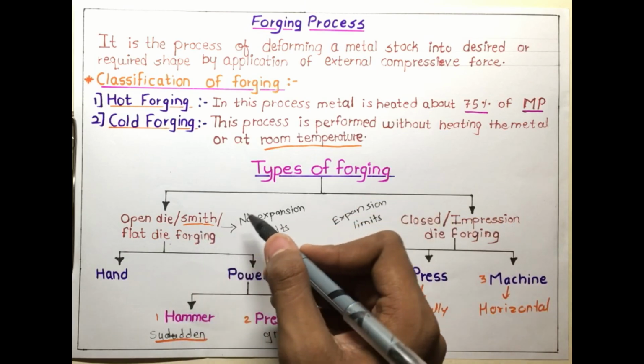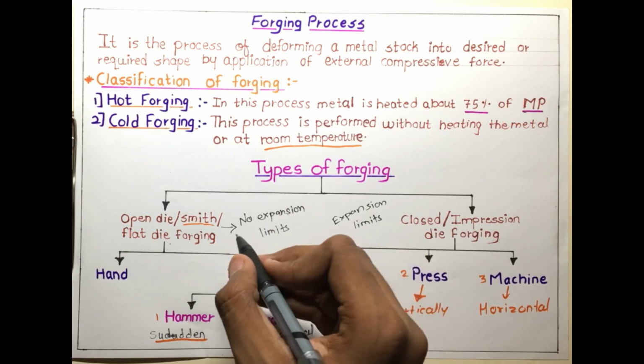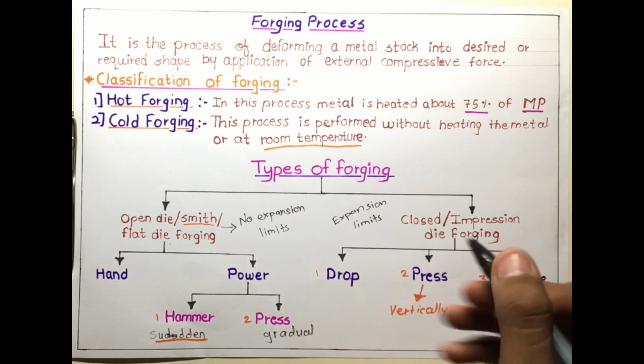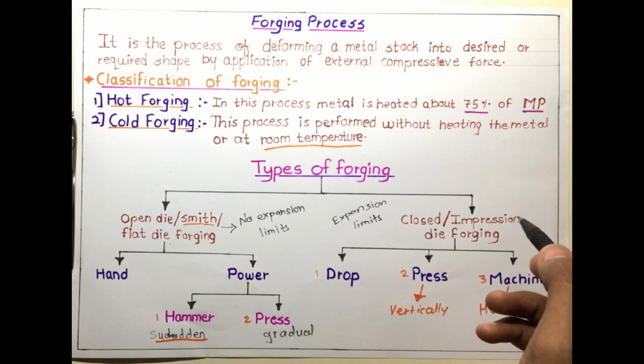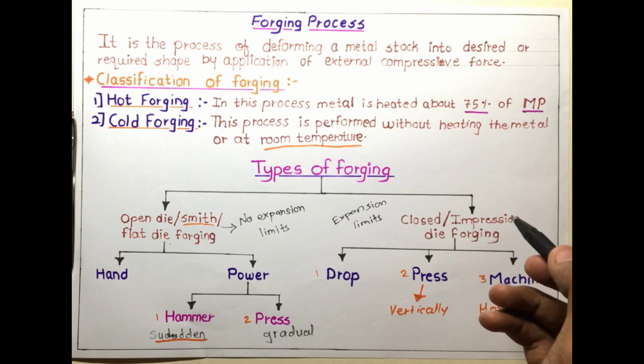In this open die forging, only the simple shapes can be made due to the friction, and in this closed die forging we can make the complex shapes or the desired shapes.